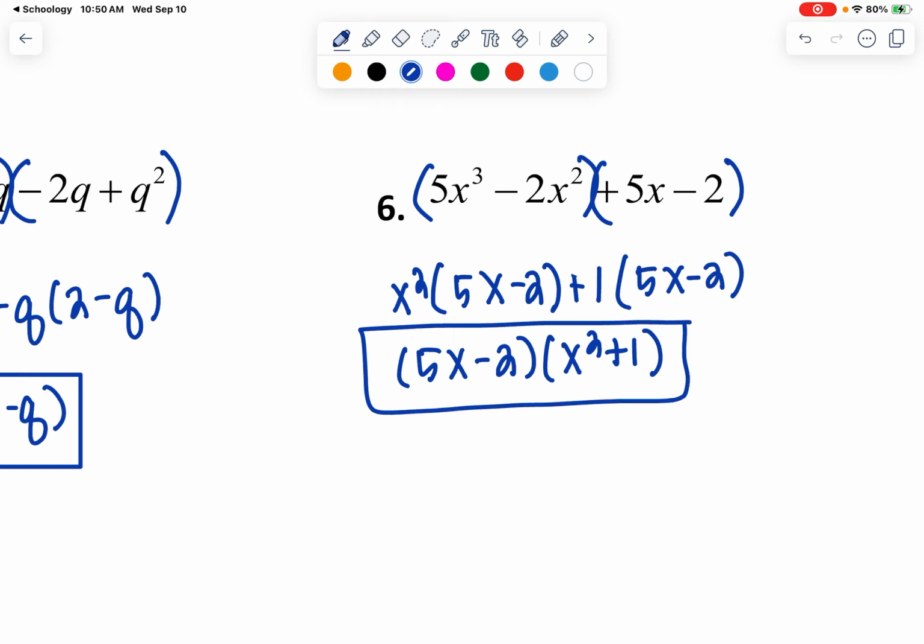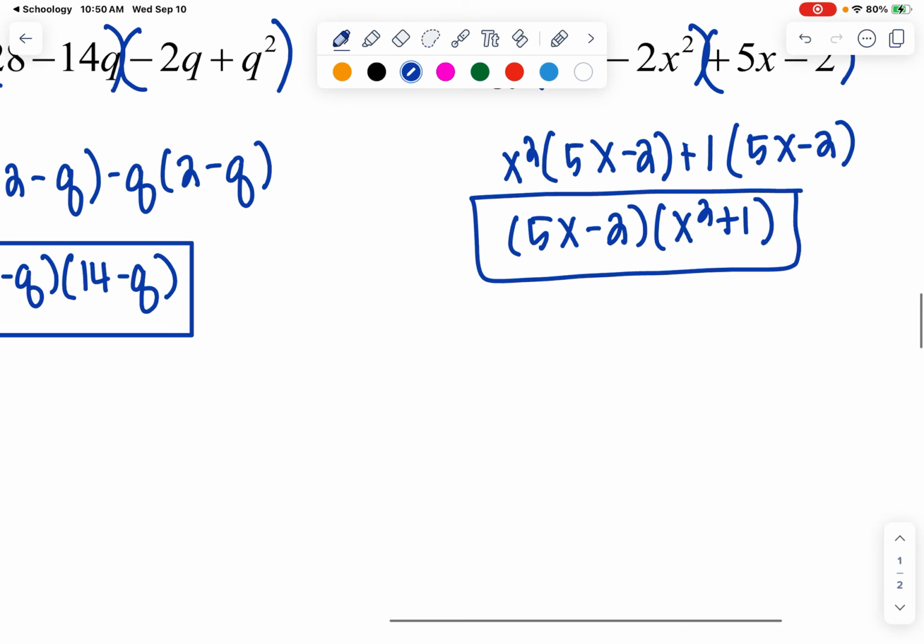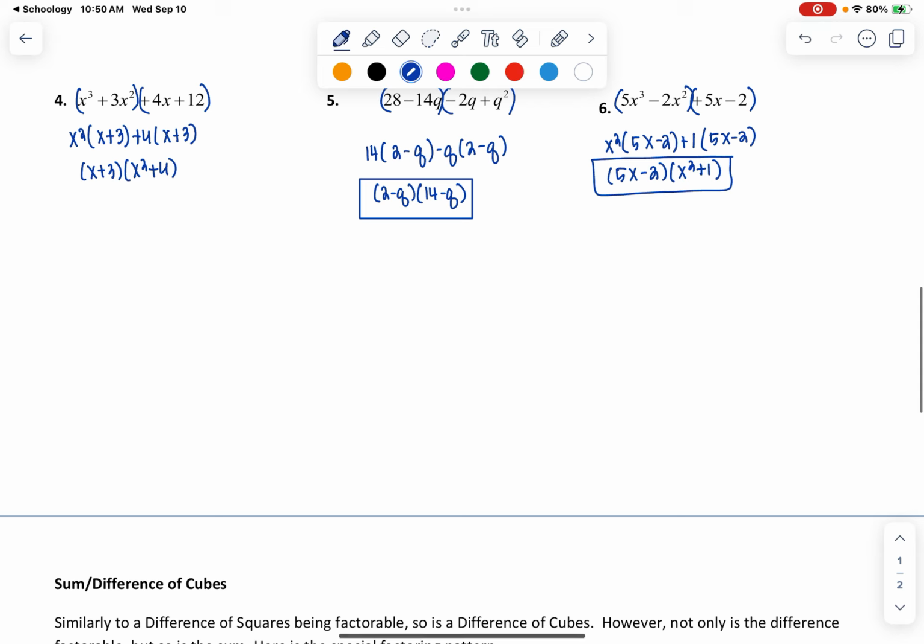Once again, if this was an x squared minus 1, then I would continue to factor. Okay, I forgot to box this answer. I want it to all look the same.